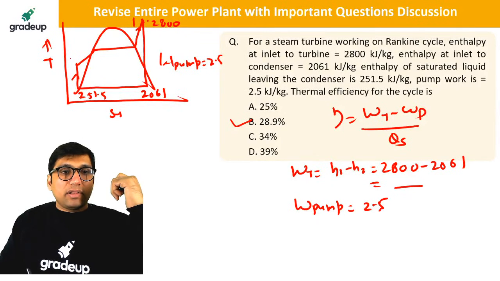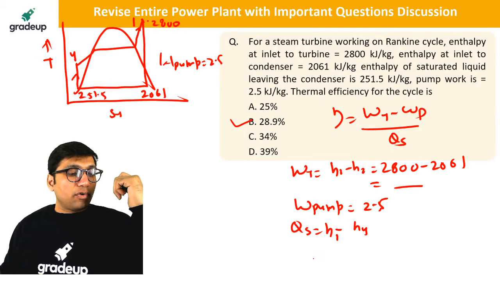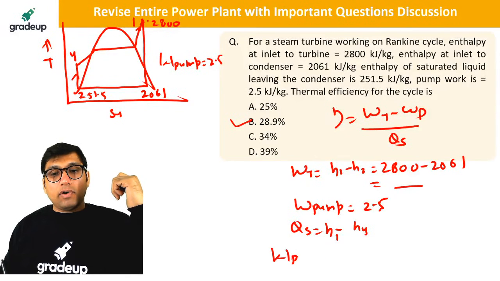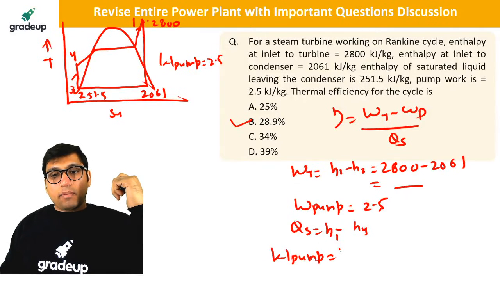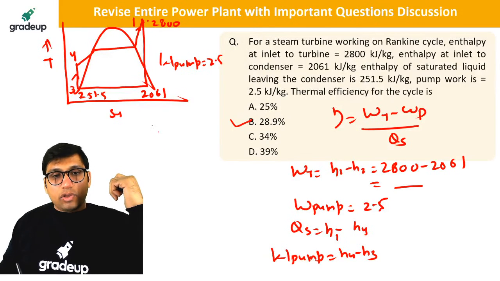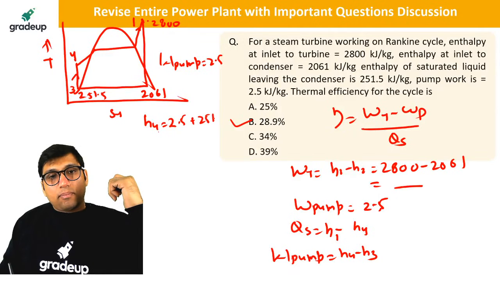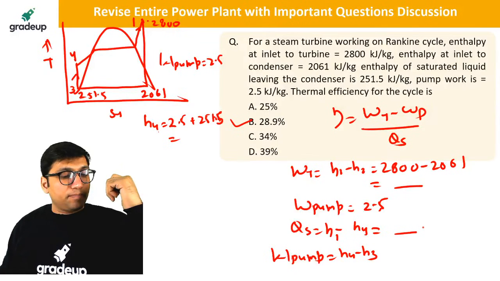Let us say this is point 1, this is point 4. So heat supplied will be equal to H1 minus H4. How will we get the value of H4? Because pump work is equal to H4 minus H3, right? Pump work is given here, and H3 is also given at this point. So H4 will be equal to 2.5 plus 251.5. From here you will get the value of H4. If you put the value of H4 here, you will get the heat supplied.